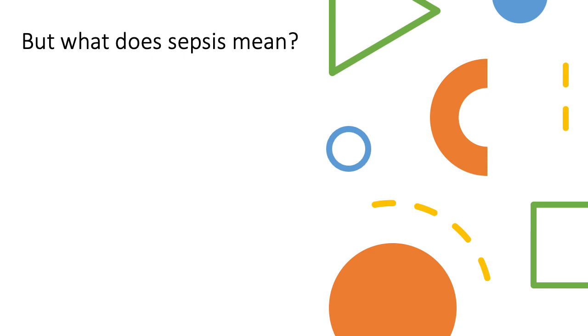And how do we identify sepsis? There are a few criteria that can be used. One of the most widely used methods is the SIRS criteria. So pause the video and see if you can write or state the SIRS criteria.